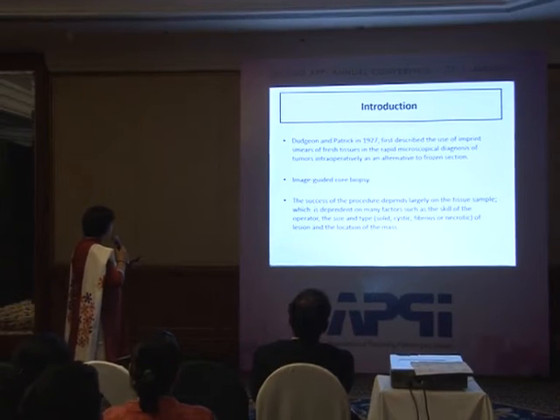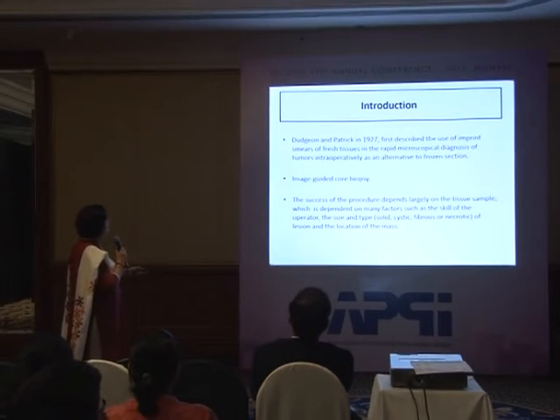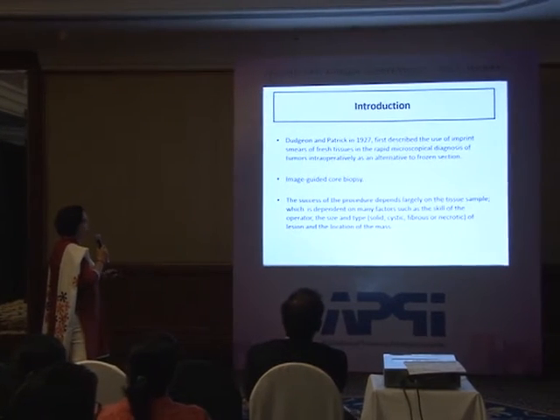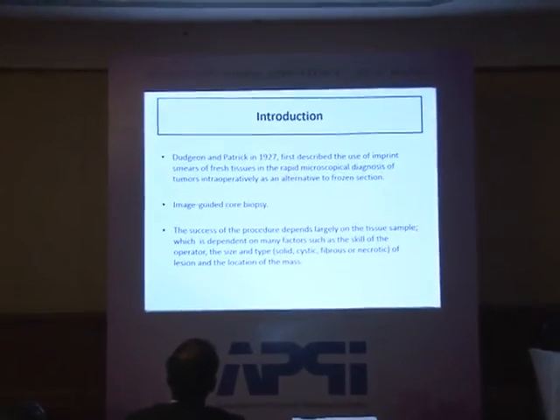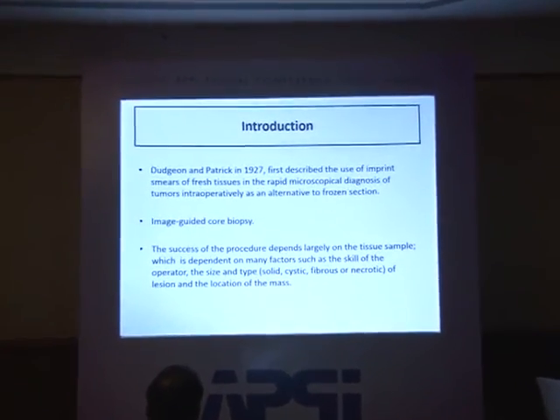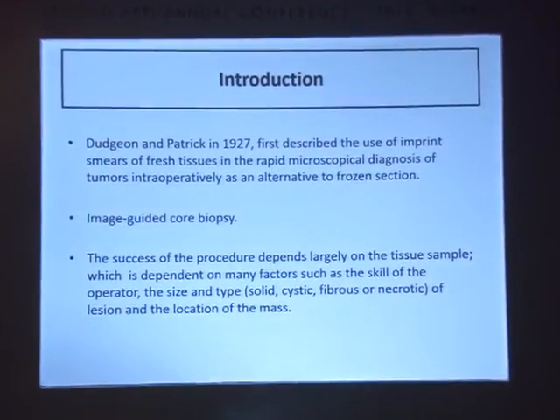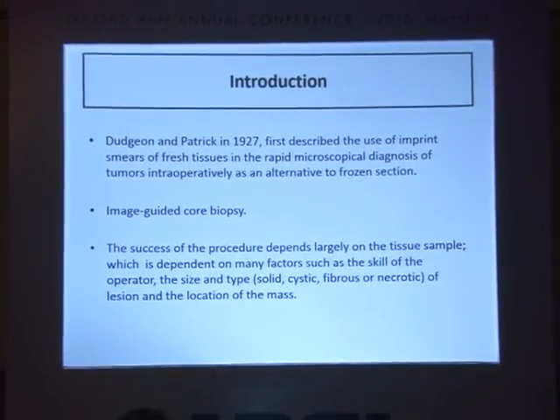So Dudgeon and Patrick in 1927 first described the use of imprint cytology over fresh tissues, essentially for rapid diagnosis of tumors, intraoperative diagnosis, as an alternative to frozen section, where you don't have frozen section facility. And I believe even in the city of Mumbai, some people are using imprint cytology for intraoperative diagnosis. That is how it came into use.